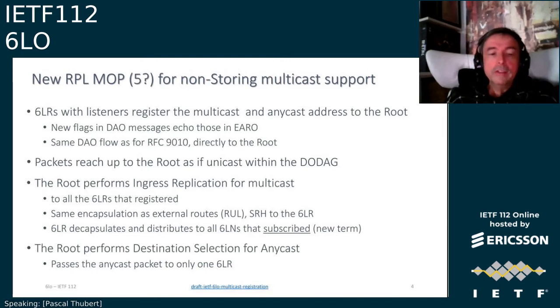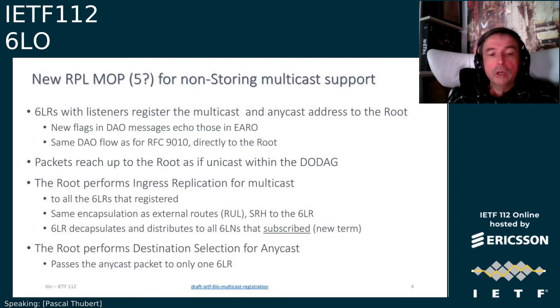So the 6LRs, as I said earlier, they have a little bit more to do. First, they need to accept more than one registration with different rovers, and they will not consider them as duplicate. They have to pass the new flags saying unicast, multicast versus anycast in the ERO, and turn that into DAO. In the REPL target option, now we have the same flags for anycast and multicast, which have to be set, and as the 6LR injects that into REPL.